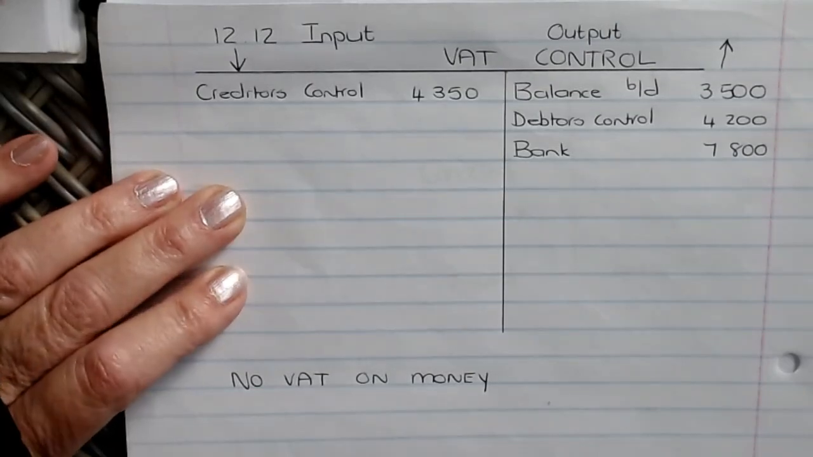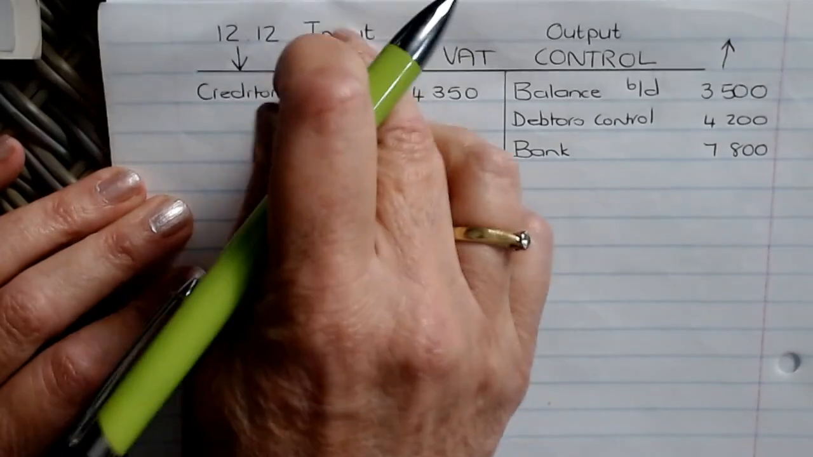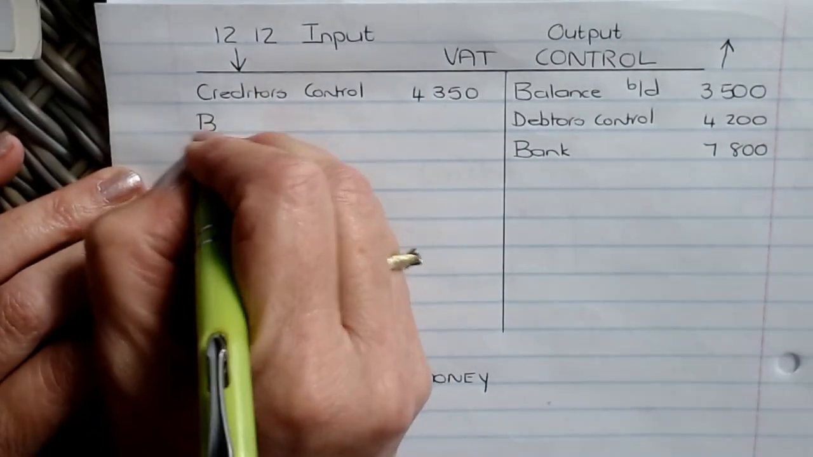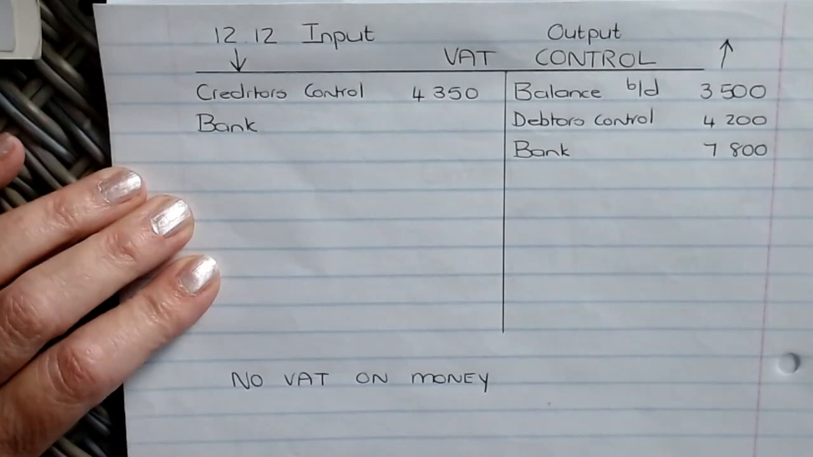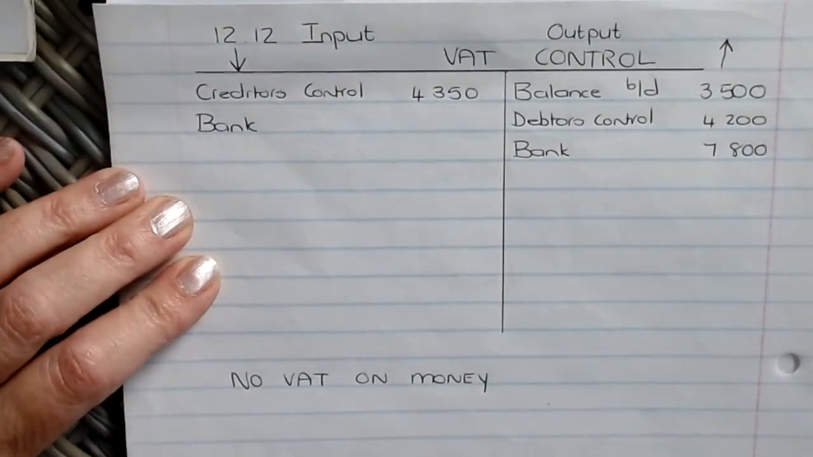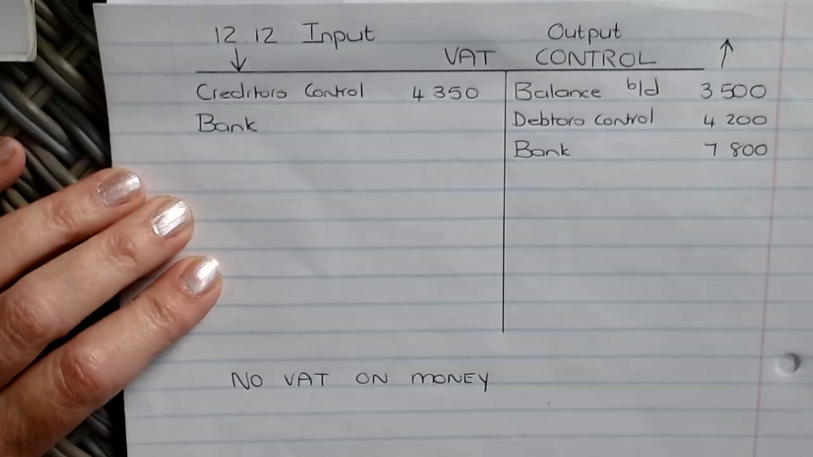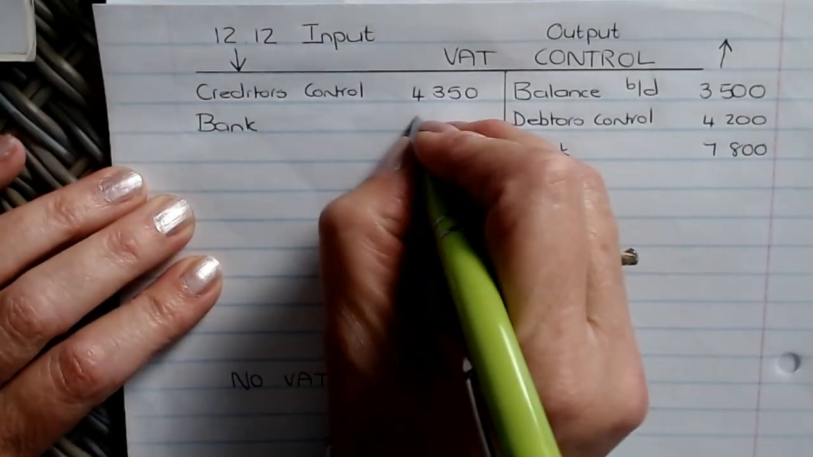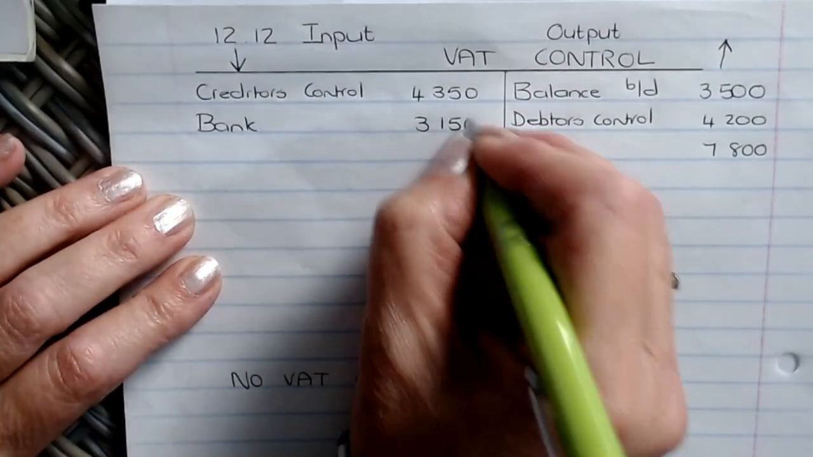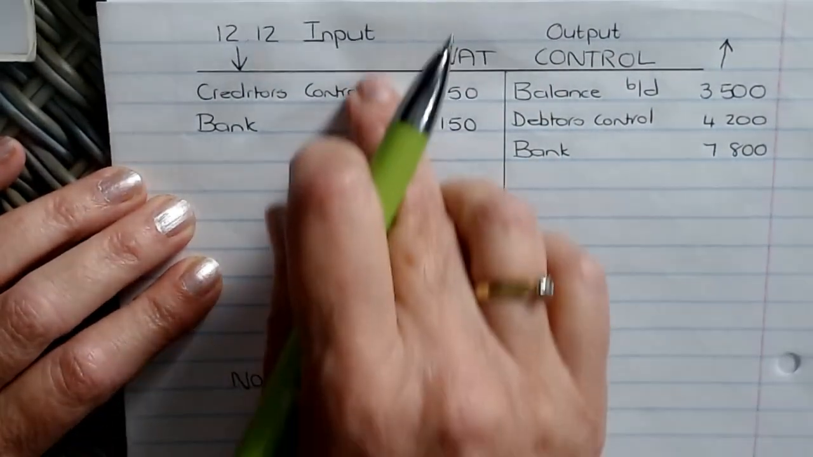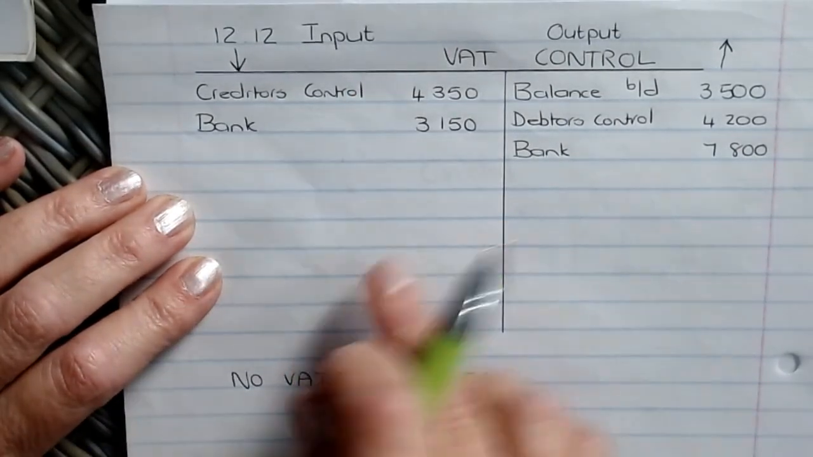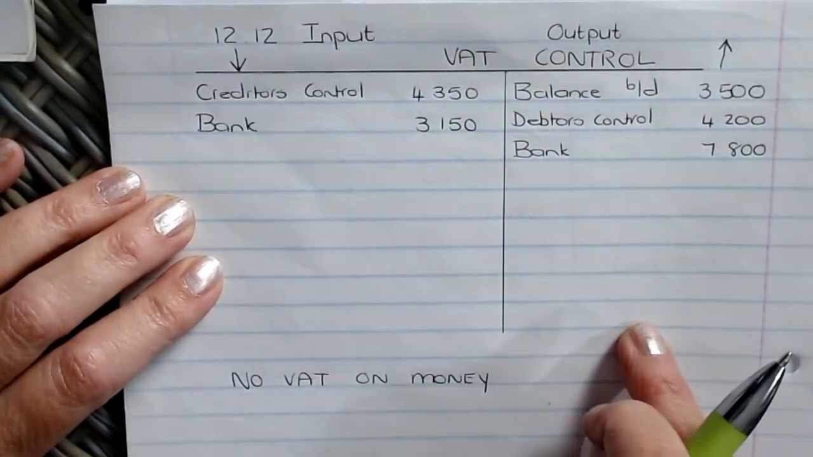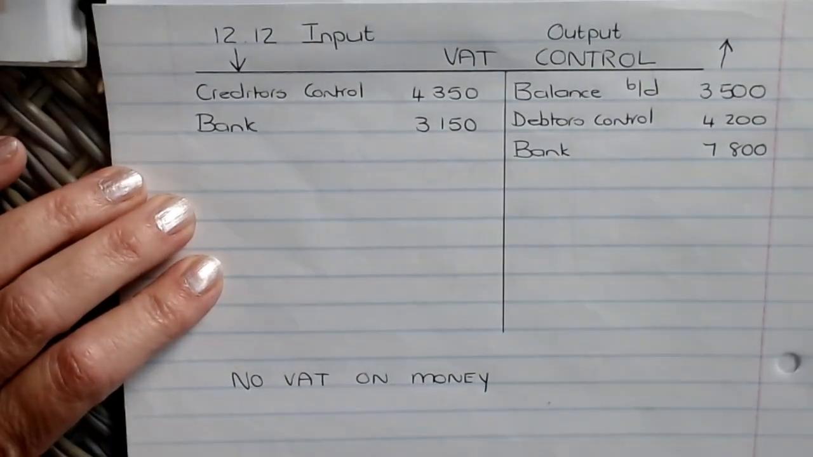Cash purchases of trading goods. Cash purchases, input VAT, because it's the business. Cash purchases, 21,000 times 15 divided by 100 is 3,150. And all the amounts we write on this side is what we want to claim back against these amounts that we've charged.